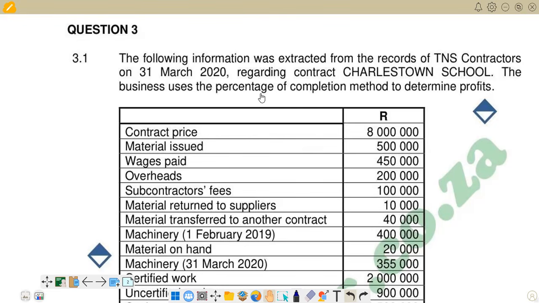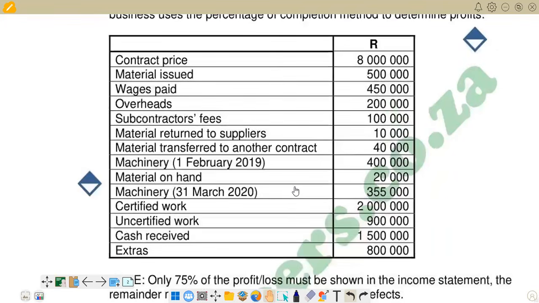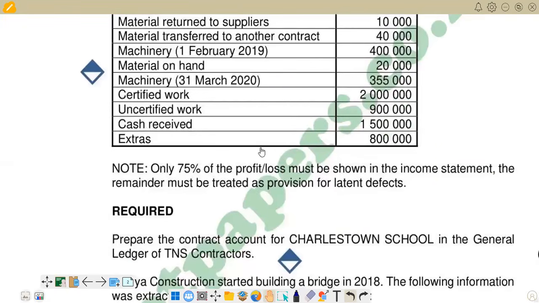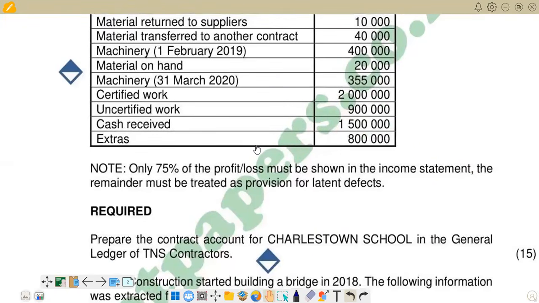And then we are given a table of balances. If you go through the table, starting from where we have the contract price, which is 8 million, we've got figures that are given there down the table. And then under the table, we have a note that reads: only 75% of the profit or loss must be shown in the income statement. The remainder must be treated as provision for latent defects. So very important again to take note of this point.